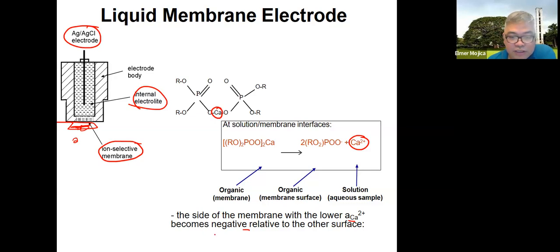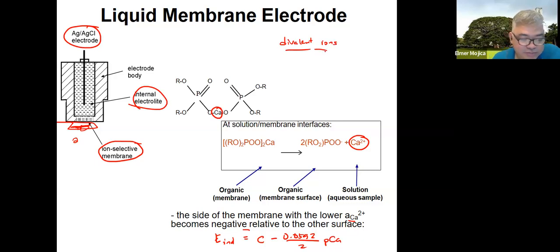If you're going to look at this, there's an indicator potential that equals C minus 0.0592 over 2 times pCa. So it's still the same as what we have discussed so far. Usually, if we have this potentiometric, it's always like that. So we could say liquid membrane electrodes are usually for what? Divalent cations.